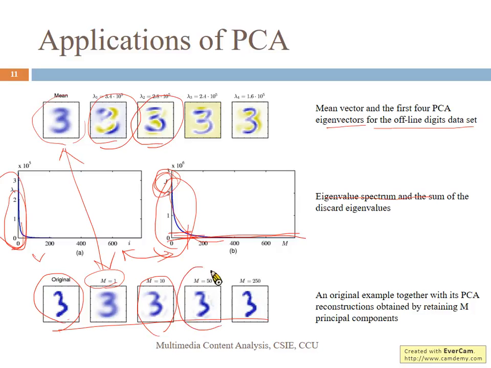If we combine 50 eigenvectors, we have something even more similar to the original one. And then if we combine the eigenvectors with the top 250 eigenvalues, we have a very good approximation. So this is to say that we don't necessarily represent this image by a 10,000 dimensional feature vector. We can just represent it as a 250 dimensional feature vector. That would be great.